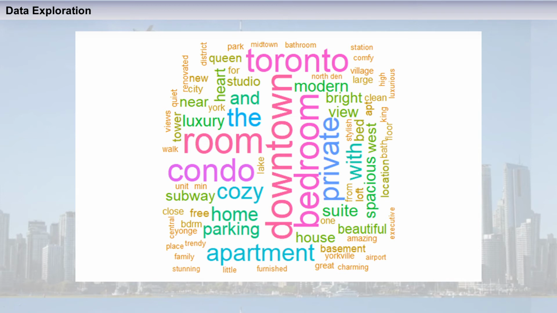This plot shows the listing title word cloud. From this plot, we can see the frequent words. For example, downtown, bedroom, room, condo, Toronto.